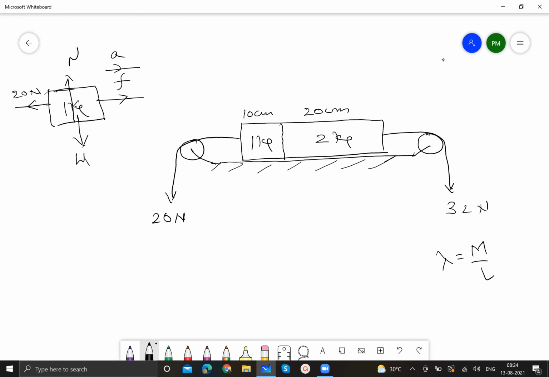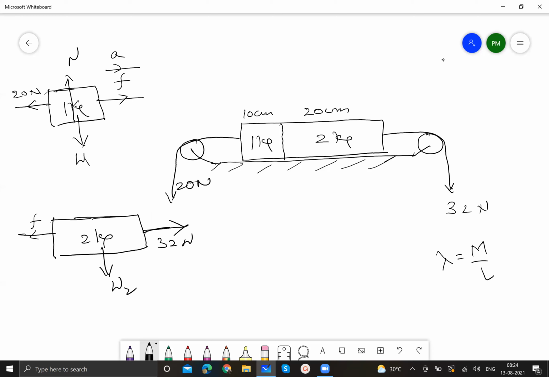And coming to the 2 kg mass, the importance of these problems lies in identifying the free body diagrams. This is 2 kg. So this is the reaction of 2 kg on 1 kg. And this is the 32 newton force. This is W2, N2.